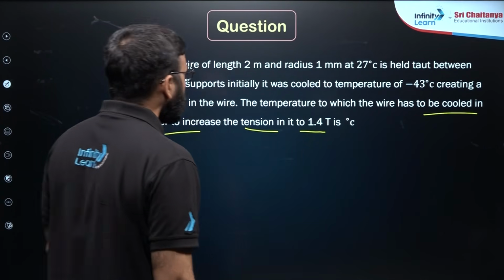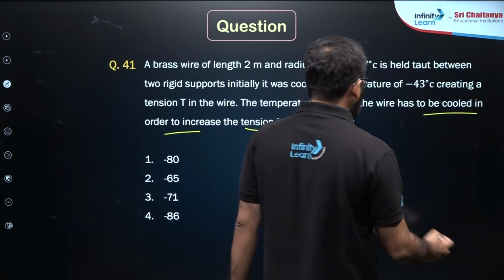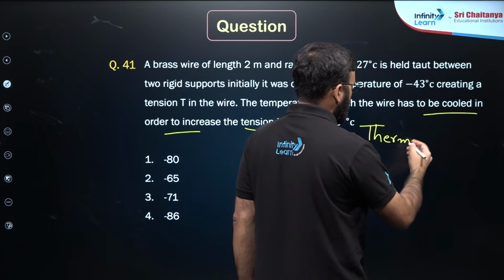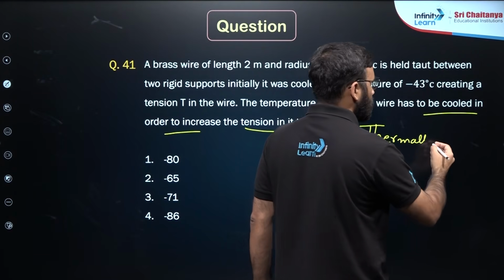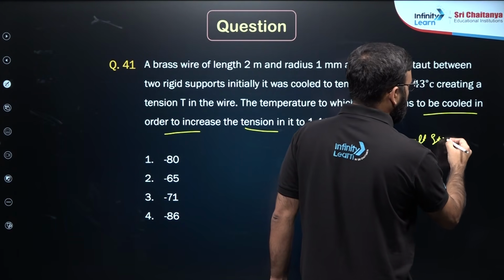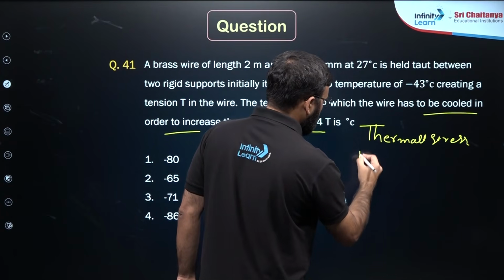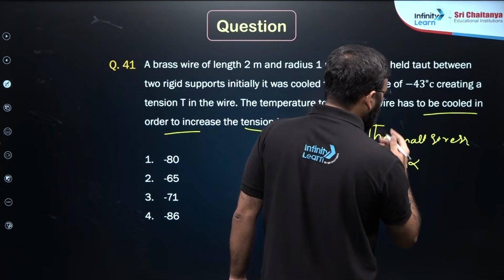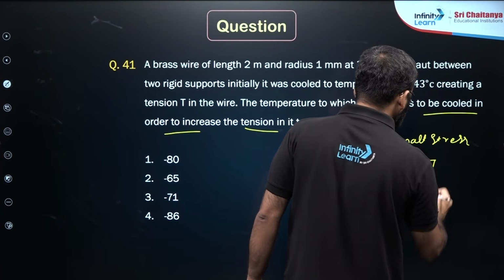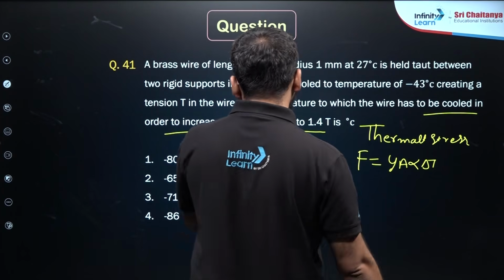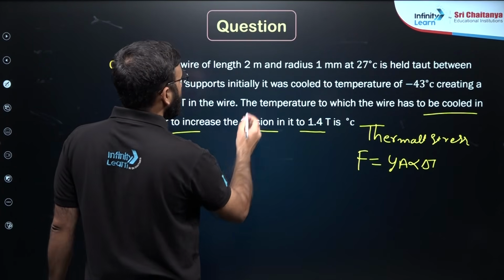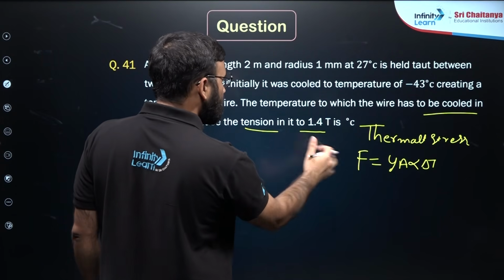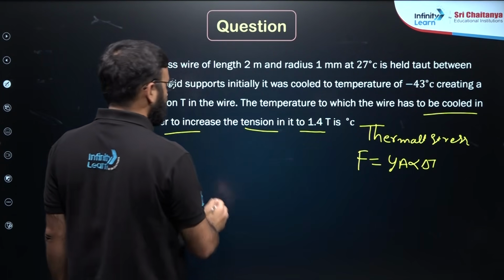So all of you know what is the formula of thermal stress. So the thermal stress, F equals Y, Young's modulus, A into alpha, the linear coefficient, into delta T. So F is my tension force. Area equals pi r square, both are the same, so these cancel out. Just focus on the temperature and the tension.